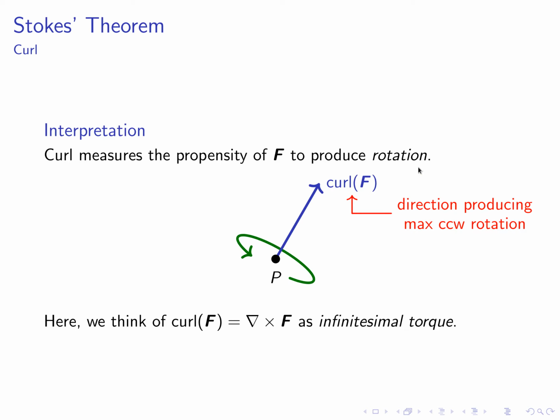So the idea here is that curl measures the propensity of a vector field to produce rotation at a point. If we take the curl and plug in a point, the curl points in the direction that would produce maximal counterclockwise rotation within the vector field.